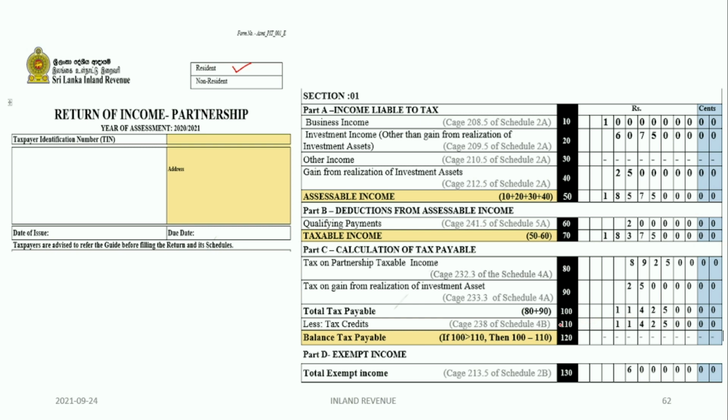According to the information, the partnership paid full tax prior to 30th September. Therefore, I include that amount in 110. So there is no balance payable or refund due. If the partnership tax is not fully paid, the balance payable should be included in 120. Partnership exempt income 600,000. Disposal of quoted shares has been included in cage number 130. So the main page is done.